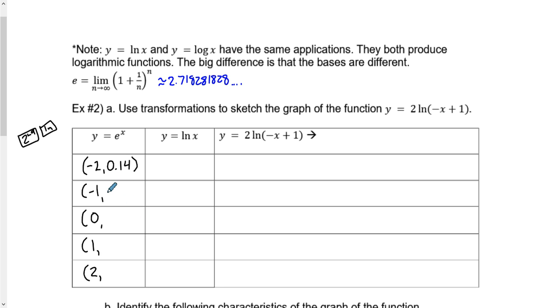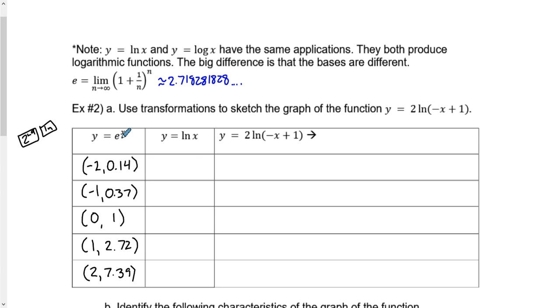I go negative 1, I get 0.37. Obviously, to the power of 0 is 1. To the power of 1 is that 2.7. If I'm going to round to 2 decimal places, I'm going to keep it consistent, 2.72. And e to the power of 2 is a 7.39.